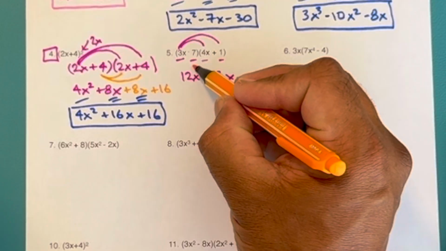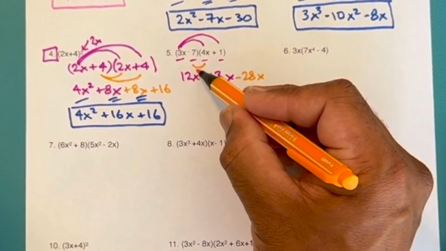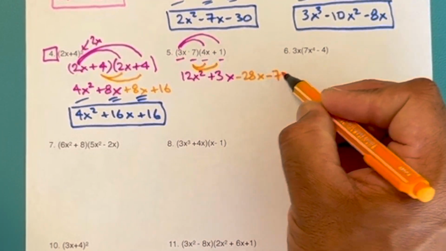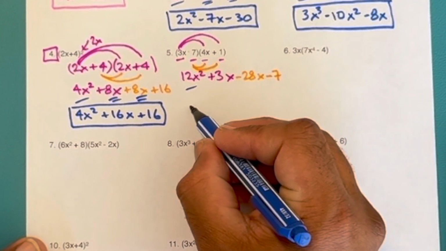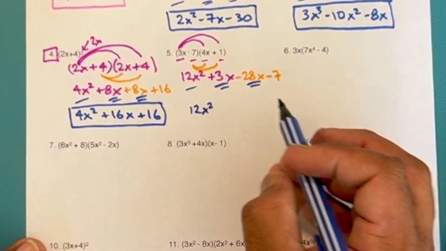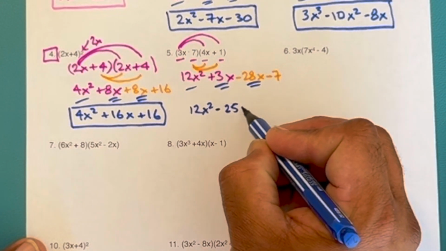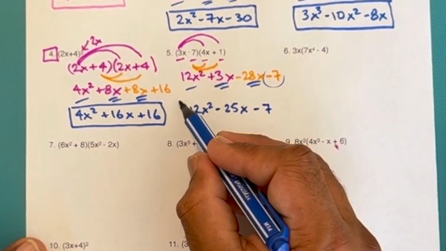Second person battles, so negative 7 times 4x is negative 28x. And negative 7 times 1 is just negative 7. Combine like terms, that's by itself 12x squared. These can combine because they both have an x at the end, so 3 minus 28 is negative 25. Don't forget the x, and then negative 7 at the end, and we're done with that one.